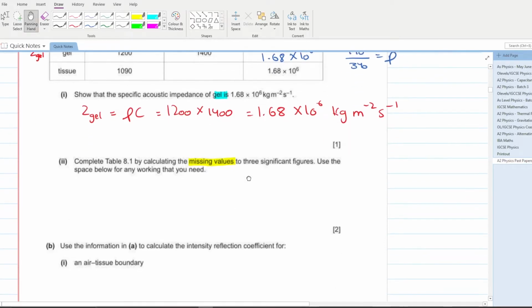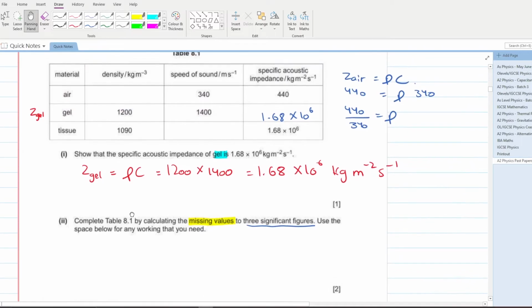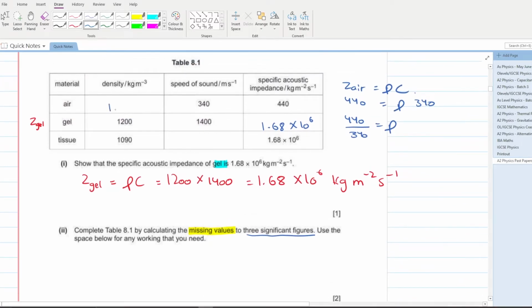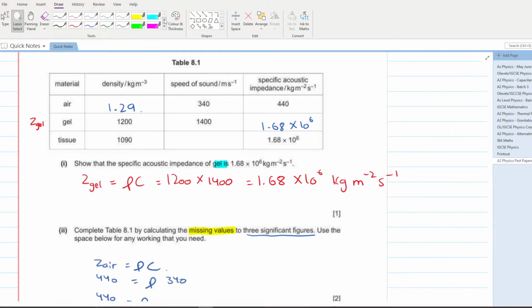1.29. Let me see how many significant figures we have to give. 3. Okay, so we have to give our answer to 3 significant figures. This will become 1.29. Let's do the same thing for this tissue. Where should I put this working? Let's put this working of air here, and let's do it with a different color.